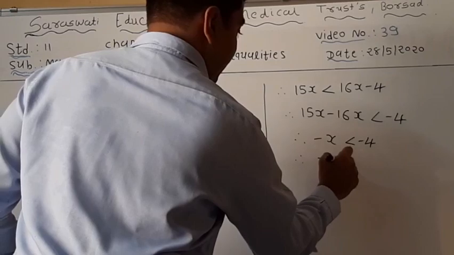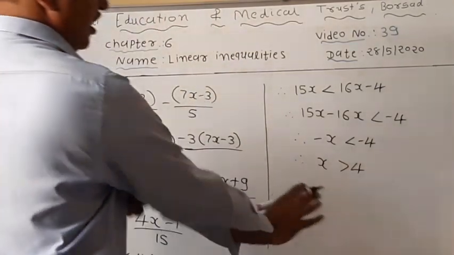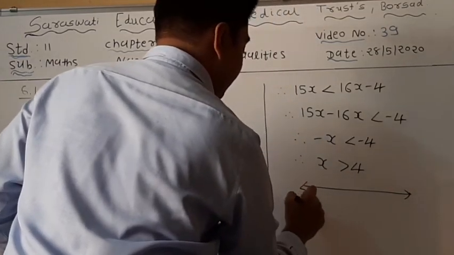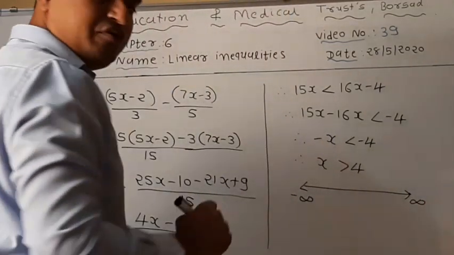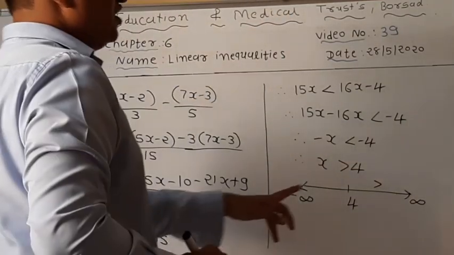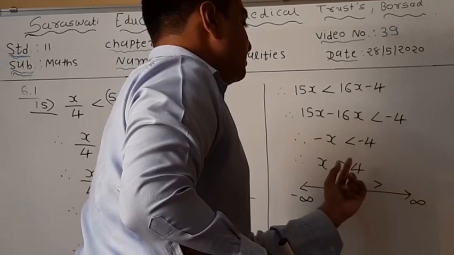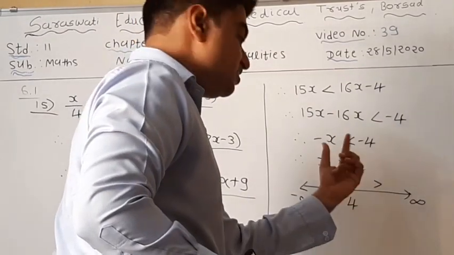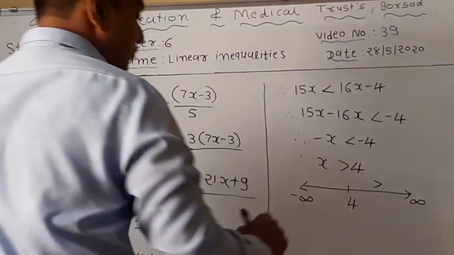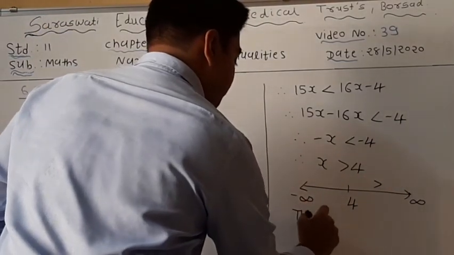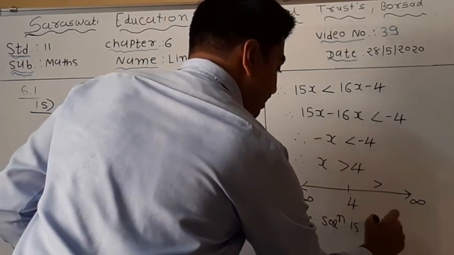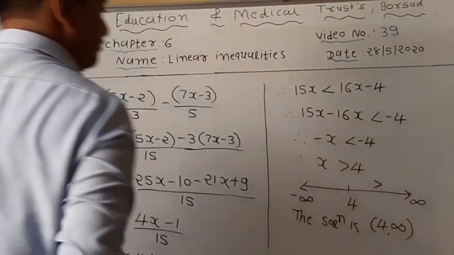Here less than is present, so we write greater than. So x is greater than 4. Now the arrow is going to the right side. Here minus infinity to infinity, the position of 4 is here. Strictly greater than is present, so our answer is the open interval 4 to infinity. So the solution is the open interval 4 to infinity.